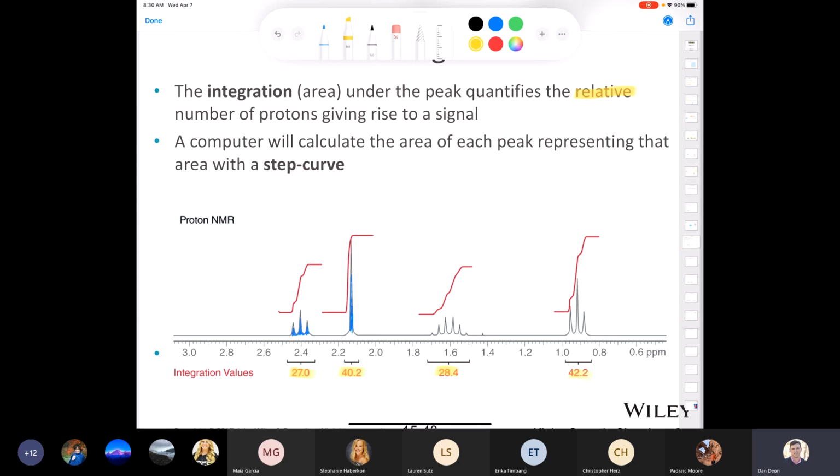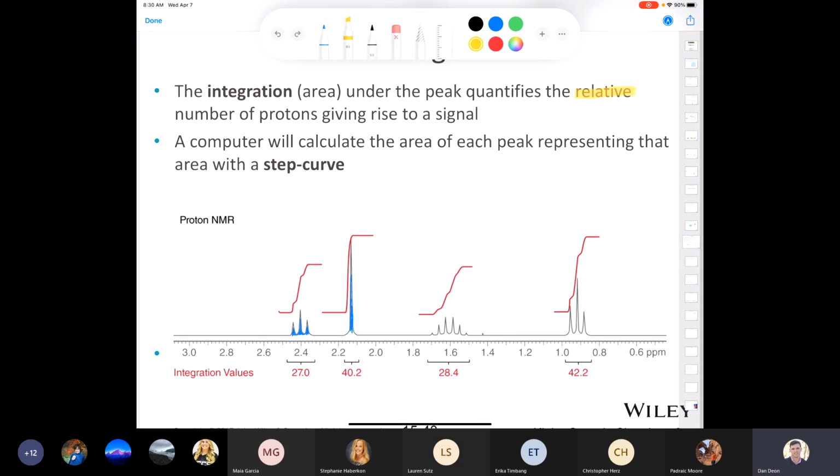Now, what does a spectrometer do? Sometimes you can set up your spectrometer such that it will literally just spit out the integration values to you in numerical form like this. Other times we get what are called step curves. This thing here is called a step curve.